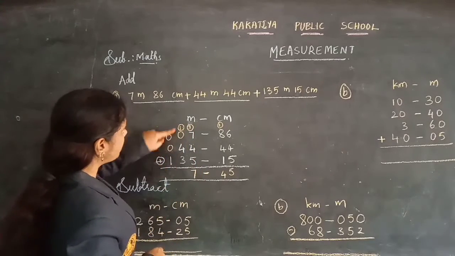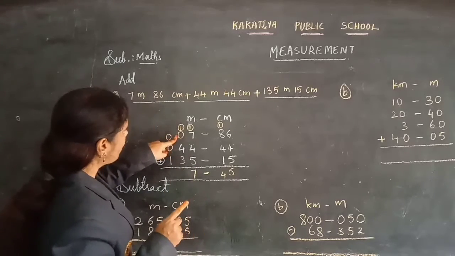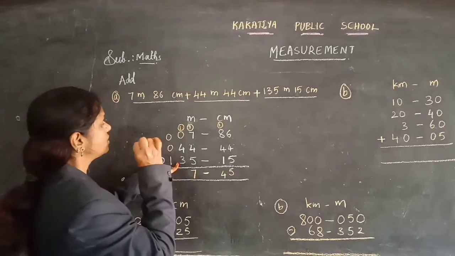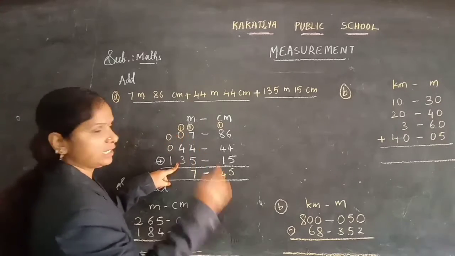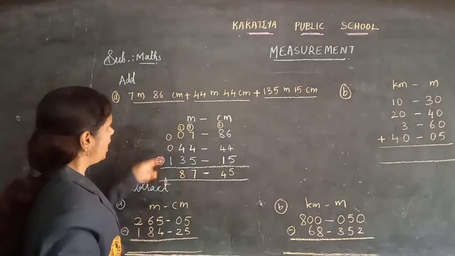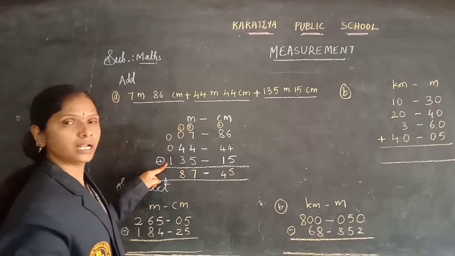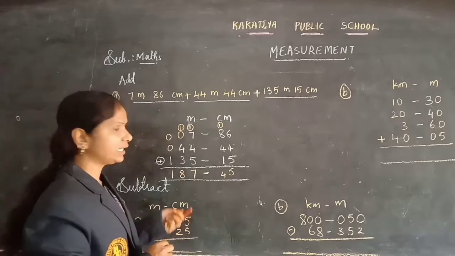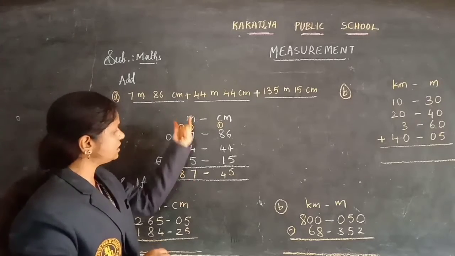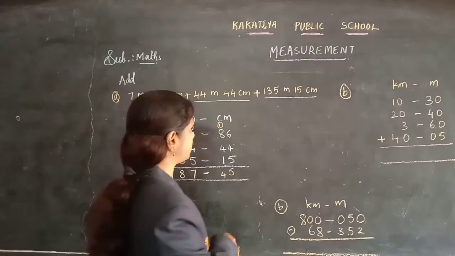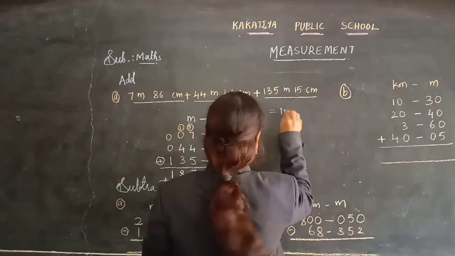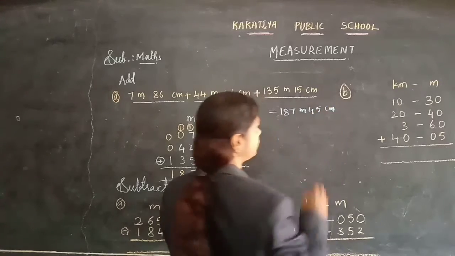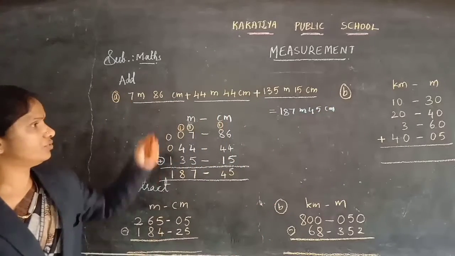Now let's add this column. 1 plus 0 is 1 only. 1 plus 4 is 5. 5 plus 3: 6, 7, 8. We are getting 8, children. And 0 plus 0 is 0, 0 plus 1 is 1. So when we add these three numbers, what sum are we getting? 187 meters 45 centimeters. Let's write the answer here: 187 meters 45 centimeters. This is the answer of the first sum, children.